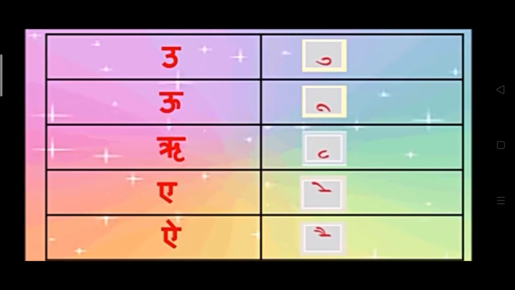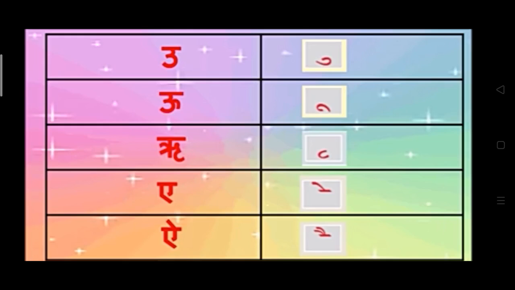Now, we are going to learn u. You can see left side u. Right side, you can see the symbol of u ki matra. Okay. First, u. And you can see on the right side, the u ki matra symbol. We are writing it below the letter. Under the letter, we are writing the matra symbol for u. Okay. Next, long u ki matra. You can see right side, the long u ki matra symbol. Below the letter. Under the letter, we are writing the symbol.